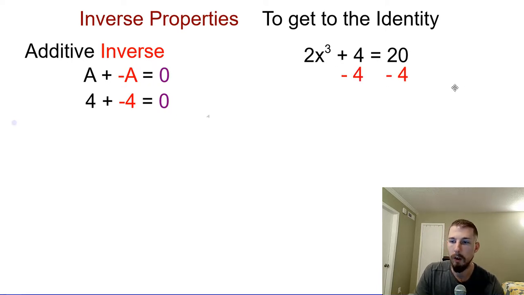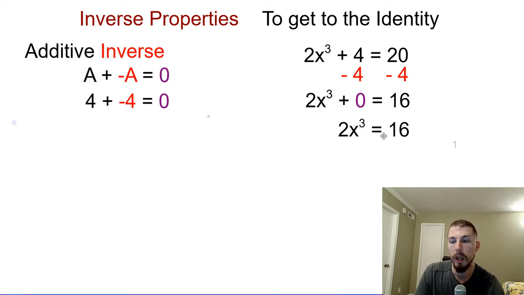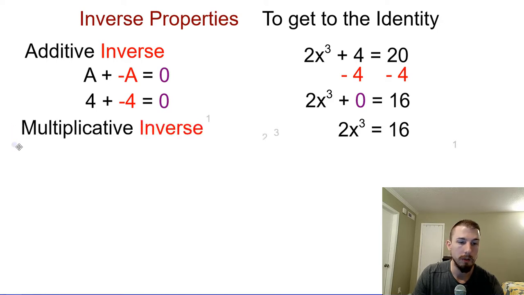All right, so now I'm left with 2x cubed plus 0 is equal to 16. Well, when we add 0 to anything, because it's the additive identity, it goes away, right? So it's just going to be that anything. So now we have just 2x cubed is equal to 16. So the next step that we have here is the multiplicative inverse.